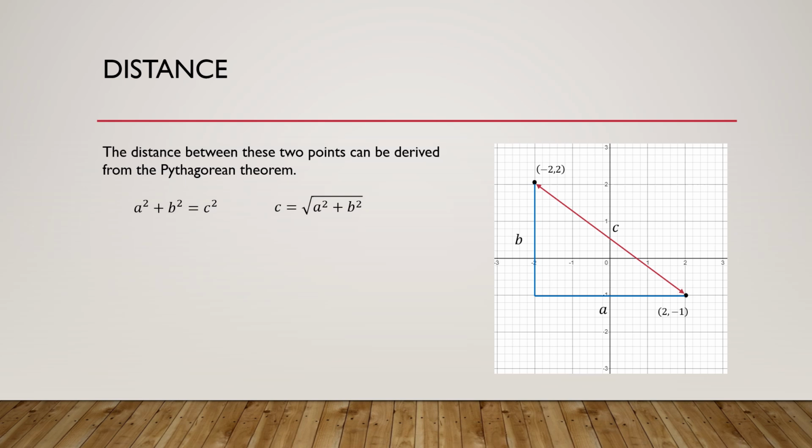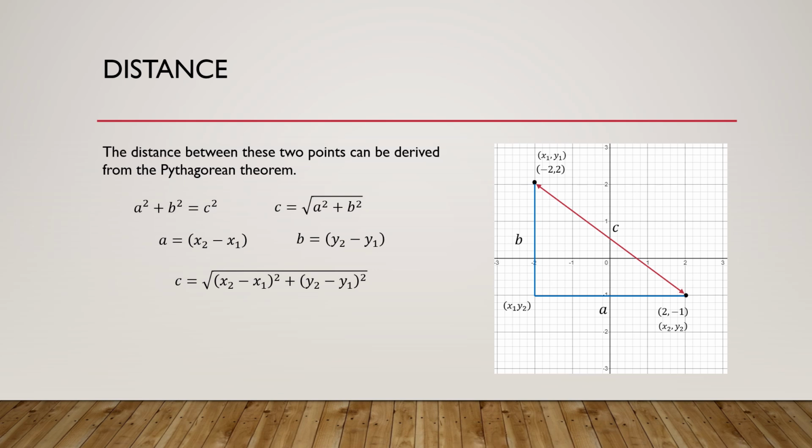On our grid, let's establish one of the points as (x1, y1), and the other as (x2, y2). We can then label the point of the right angle (x1, y2). We can now express as a distance a between the two x values, or x2 minus x1, and the distance b, in this case, can be expressed as the distance between the y values, or y2 minus y1. We apply this to our equation to get the distance formula.